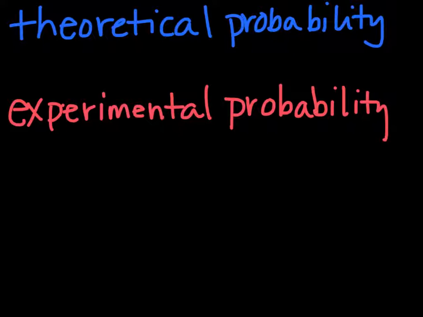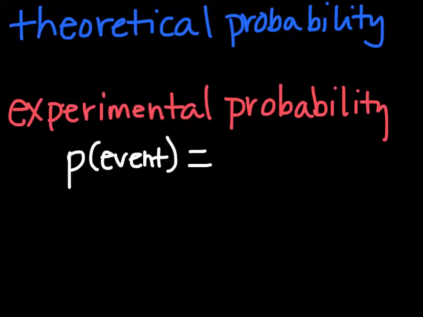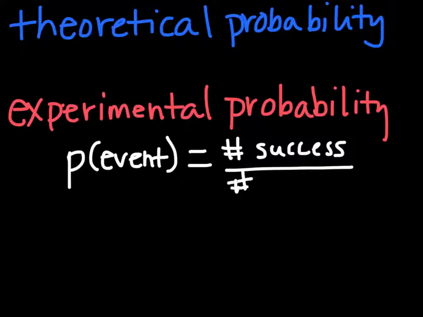For each trial in which the event occurs, we consider it a success. So experimental probability has a formula that looks like this: P of the event, or what we want to happen, equals the number of successes divided by the number of trials.